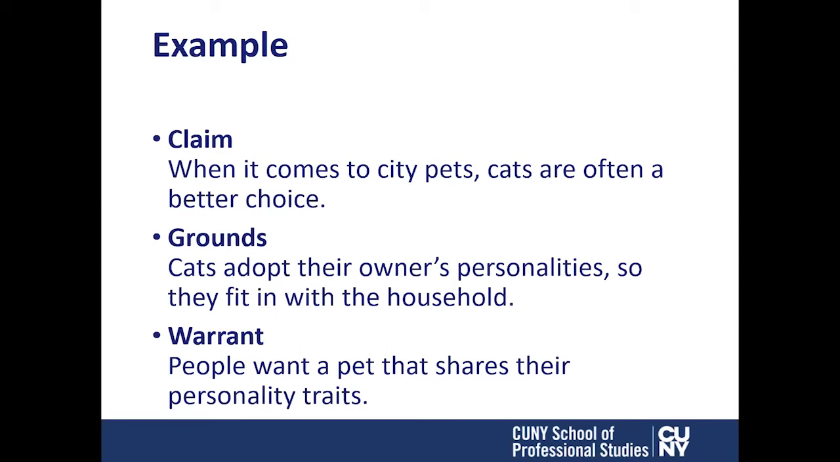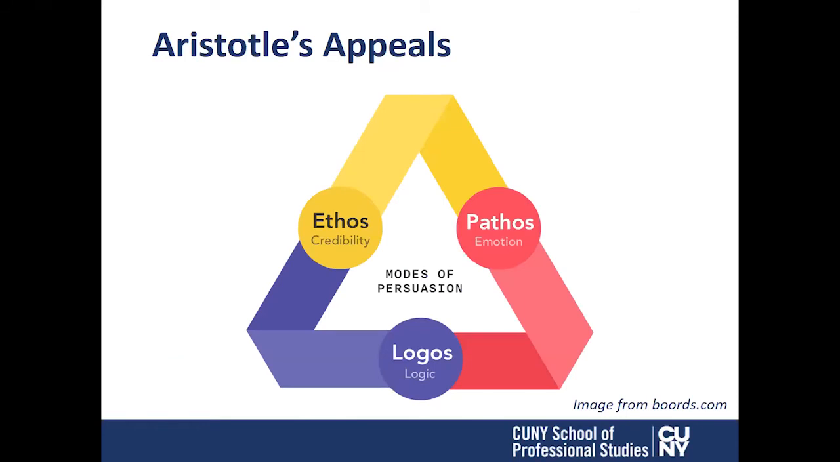So the claim is the point you're making. The grounds is your evidence, and the warrant is the connection between the two. While that covers the basic structure of an argument, it's important to remember that there are multiple types of arguments you can make. The example I gave before was a logical argument, and most of your evidence in academic papers will be the same. But Aristotle defined 3 main types of appeals to your audience that you can use.